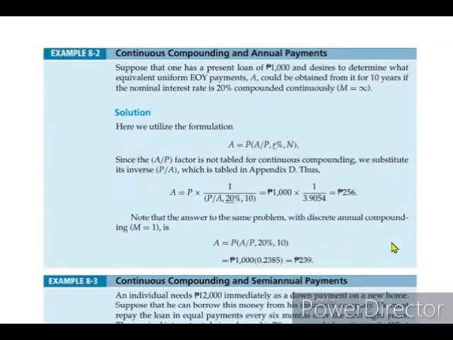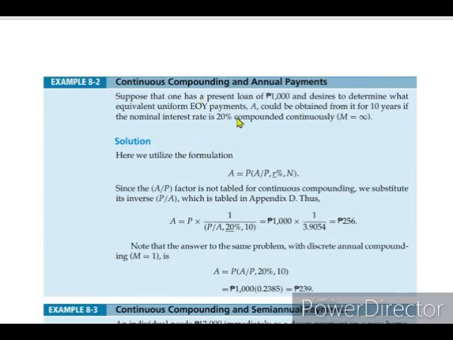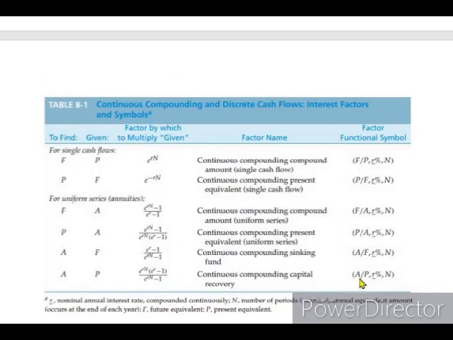Next, 8-2, continuous compounding and annual payments. Suppose that one has a present loan of 1,000 pesos and desires to determine what equivalent uniform EOY payments A could be obtained from it for 10 years if the nominal interest rate is 20% compounded continuously. O continuously ito guys. So, ibig sabihin nito, pinapakuha yung A. Yan o. So, here we utilize the formulation. Ito. So, anong formula to guys? Di sa continuous. Hanapin mo lang yung finding A given P. Ito guys, so yung finding A given P. Okay? So, pwede mo yung gamitin formula na to.